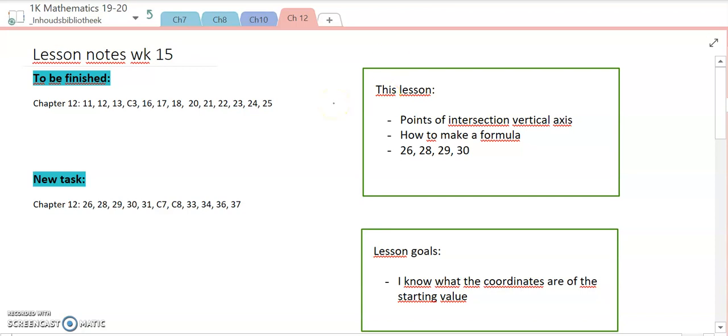This is the first video of the new week, and we're going to talk about the points of intersection with the vertical axis and how to make a formula. After this video you should be able to make 26, 28, 29 and 30 of the new task. So you can see the new task over here.